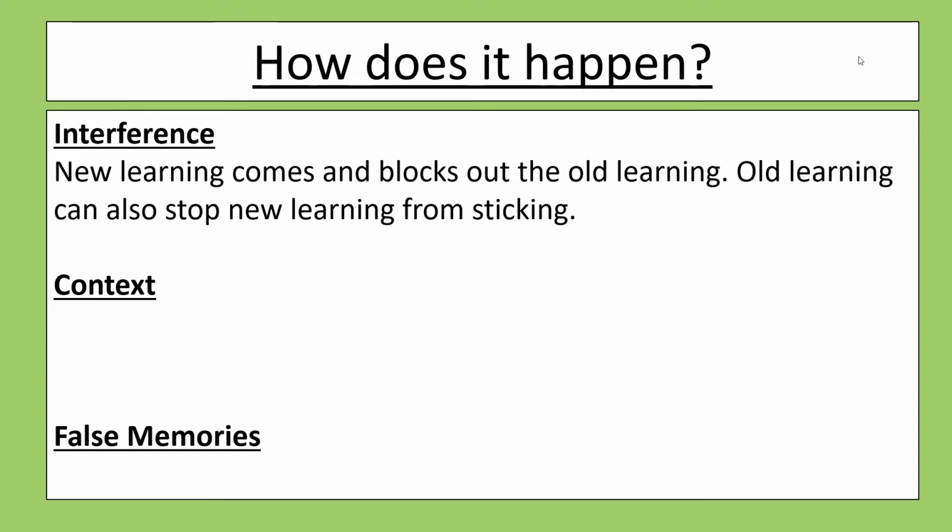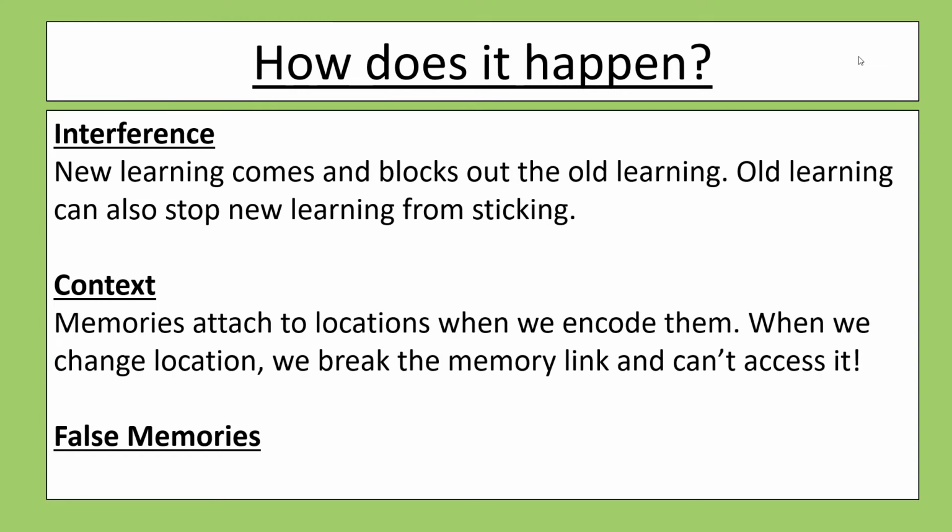Context is a little bit more complex. The idea is that when you encode a memory, so when you make the memory to start with, these memories often attach to the location that we are at when we are encoding them. So what happens is when we swap location or change context, that memory link breaks, and we can't then seem to access that memory because it's reliant on that link. So that's what's going on with the whole context situation.